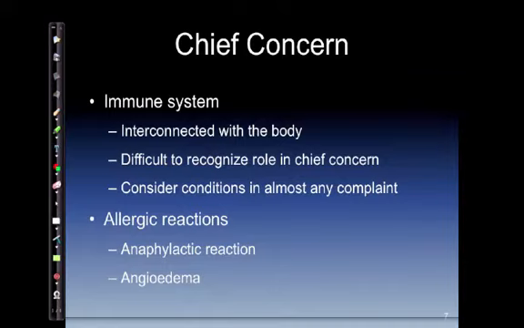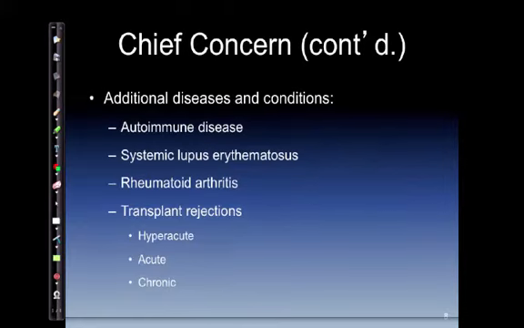Angioedema: localized swelling of the lips, tongue, or upper airway in response to specific antigenic stimuli. Chief concerns continued. Additional diseases and conditions, things like autoimmune diseases, can also bring about immune responses or are a product of the immune system, so to speak. They include lupus and rheumatoid arthritis.